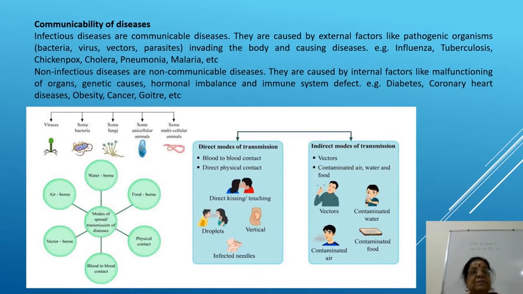Communicability of diseases. Infectious diseases are communicable diseases. They are caused by external factors like pathogenic organisms: bacteria, viruses, vectors, parasites invading the body and causing diseases. Invading, attacking, it is entering into. Examples: influenza, tuberculosis, chickenpox, cholera, pneumonia, malaria.